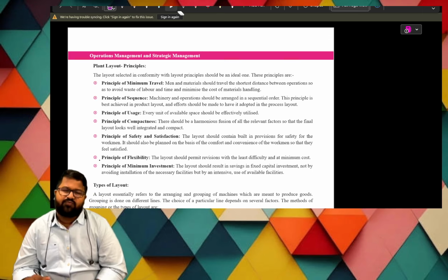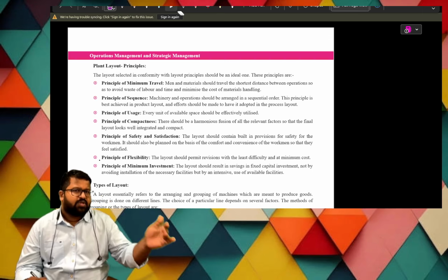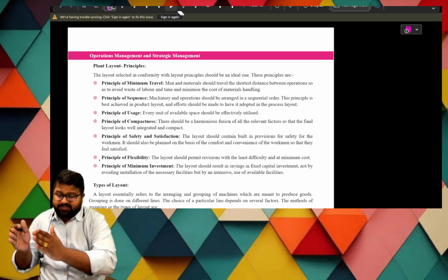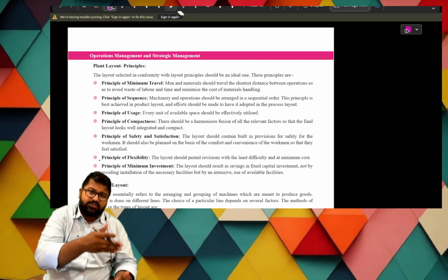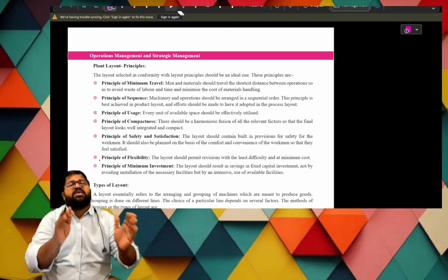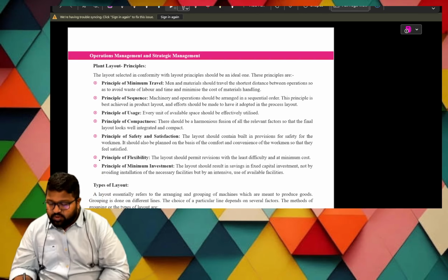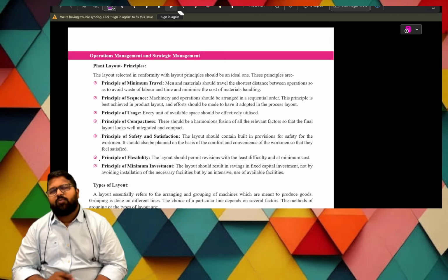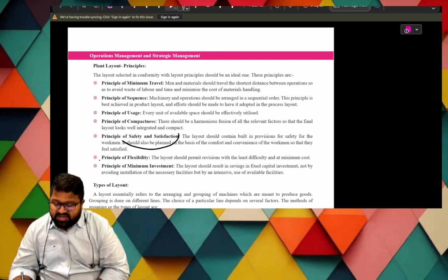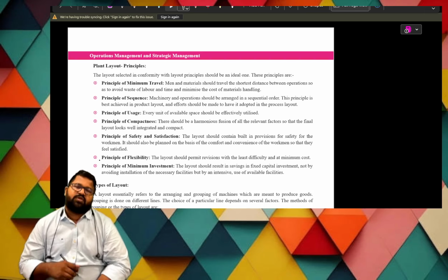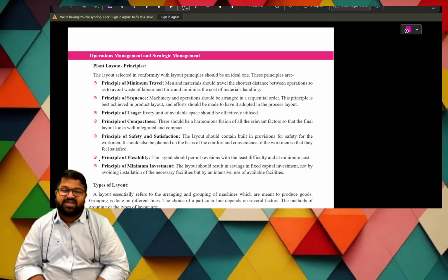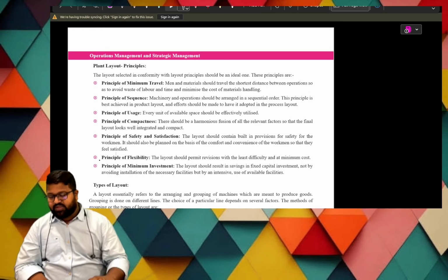What is the order of the flow of work and flow of goods? How the raw materials are entering and how they are going. There is a process, and the plant should follow the same process. Next, usage. Everything should be used in a proper manner. Next, safety and satisfaction. Safety is important, and at the same time, satisfaction is also important. Okay, done with this.